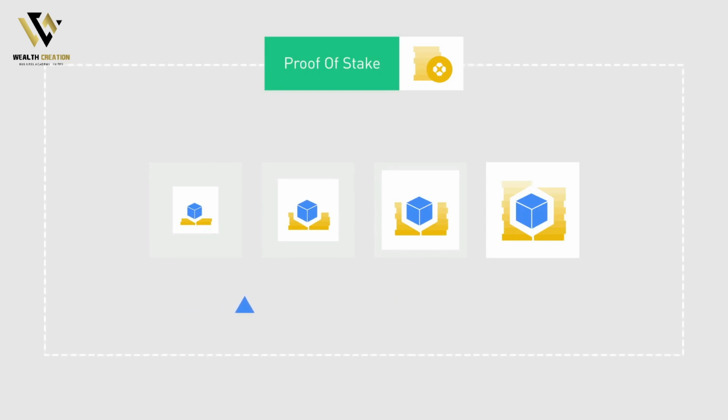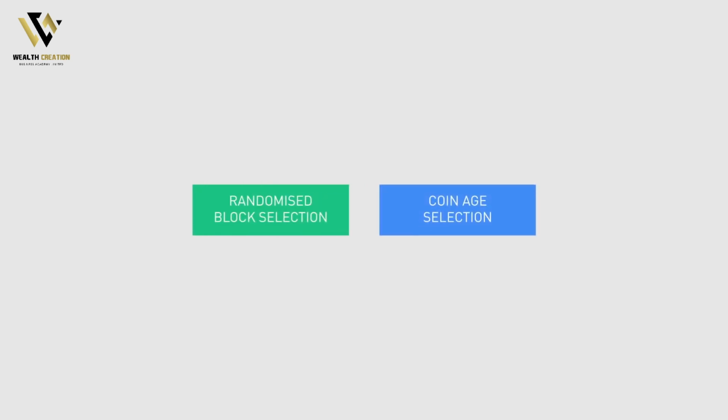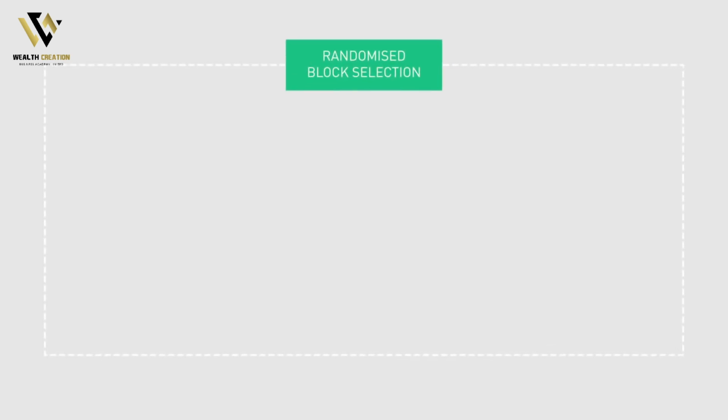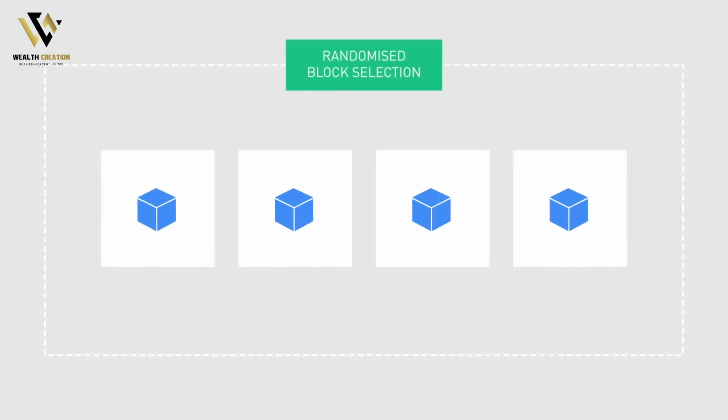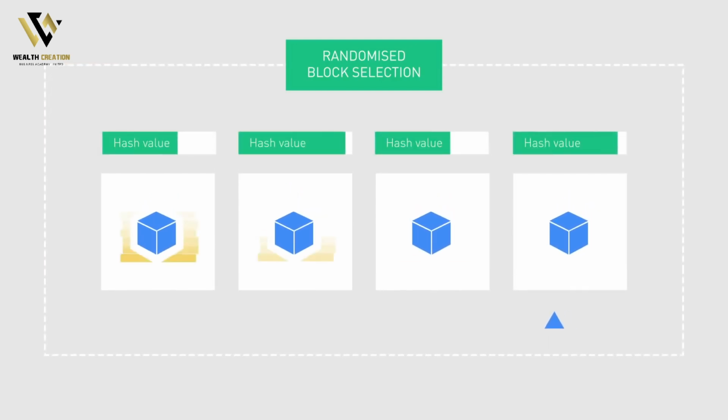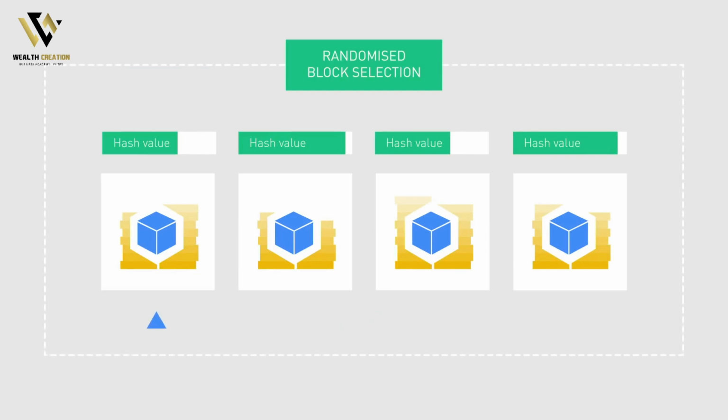In order for the process not to favor only the wealthiest nodes in the network, more unique methods are added into the selection process. The two most commonly used methods are randomized block selection and coin age selection. In the randomized block selection method, the validators are selected by looking for nodes with a combination of the lowest hash value and the highest stake. Since the size of the stakes are public, the next forger can usually be predicted by other nodes.